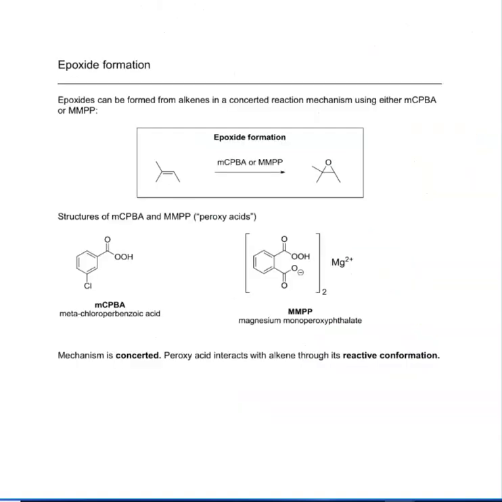So let's take a look at a few more addition reactions. And we're going to spend the rest of this time in this video on epoxide formation and what we can do with epoxides once we form them. So for starters, for the addition reaction part of this, you can make an epoxide from an alkene in a reaction using what's called MCPBA or MMPP. Now those are both examples of what we call peroxy acids, which are also known by various other terms, such as peracids or percarboxylic acids.